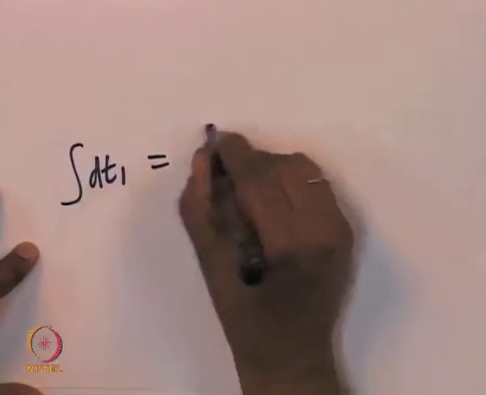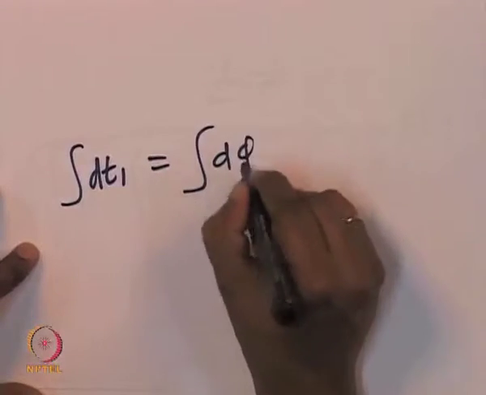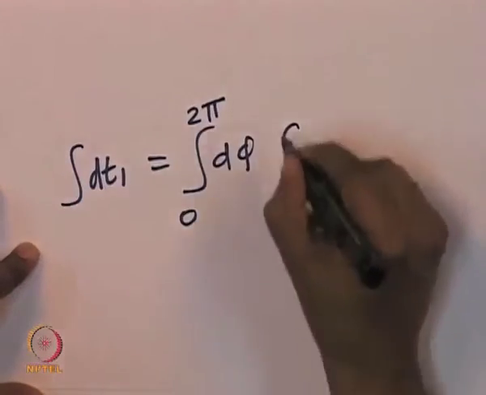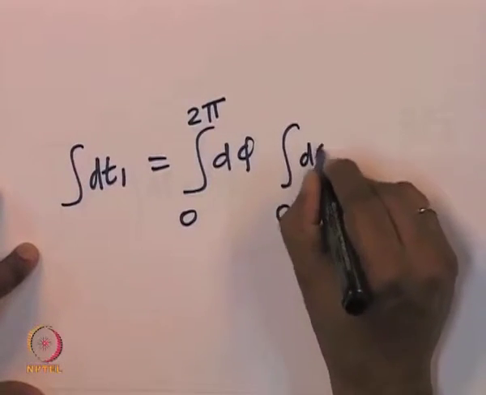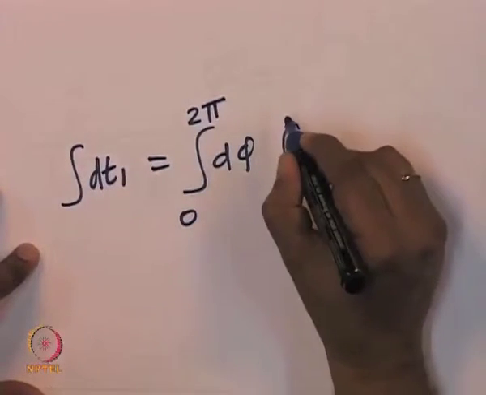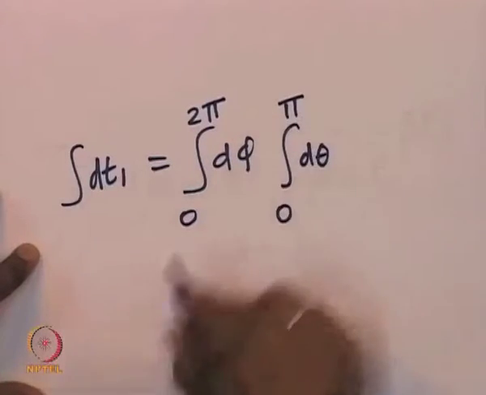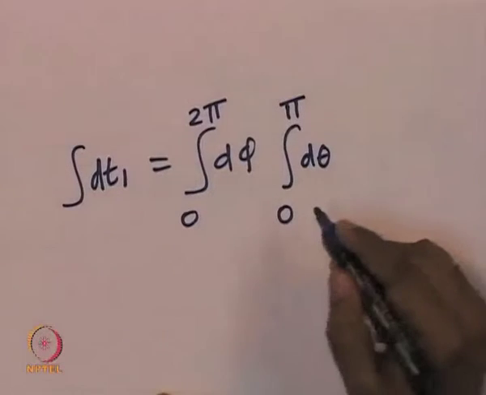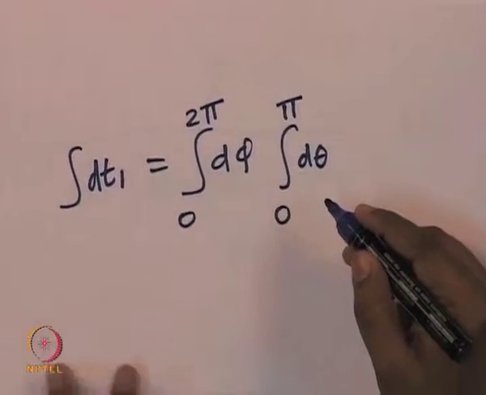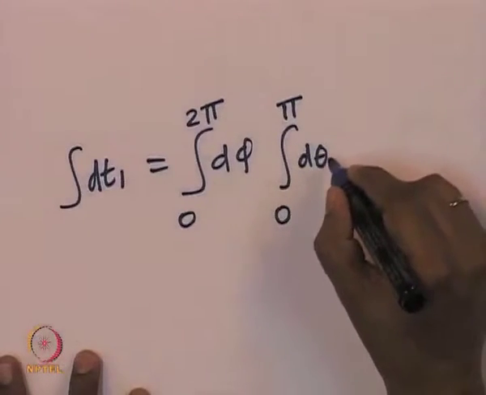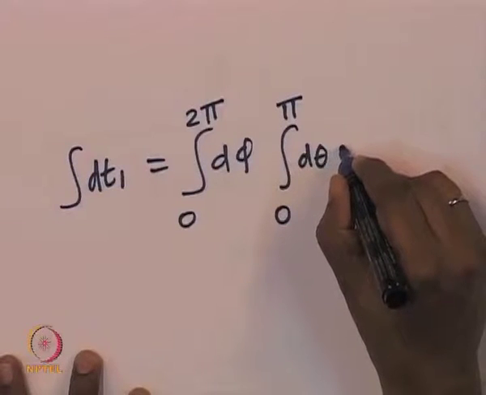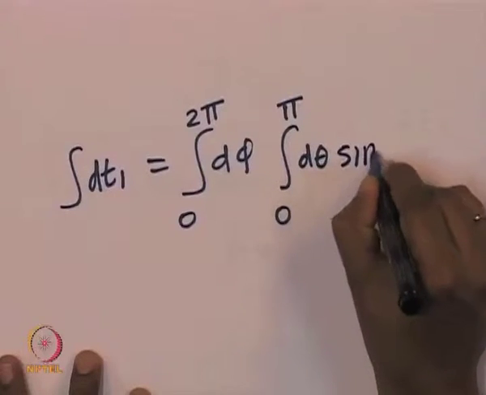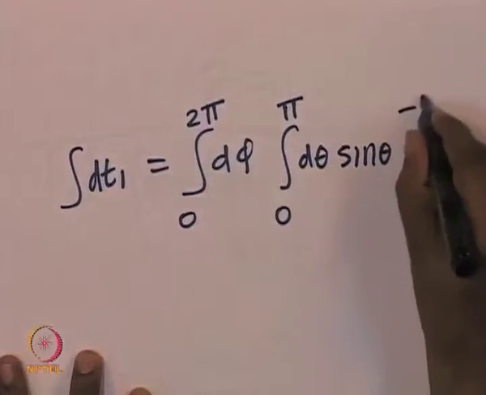And since the length of the tangent vector is a constant, this dt1 is nothing but the integral over phi angle from 0 to 2 pi and integral over theta from 0 to pi. Okay, so this is the integral, and sorry, there will be a sin theta here. So, this is sin theta d theta.